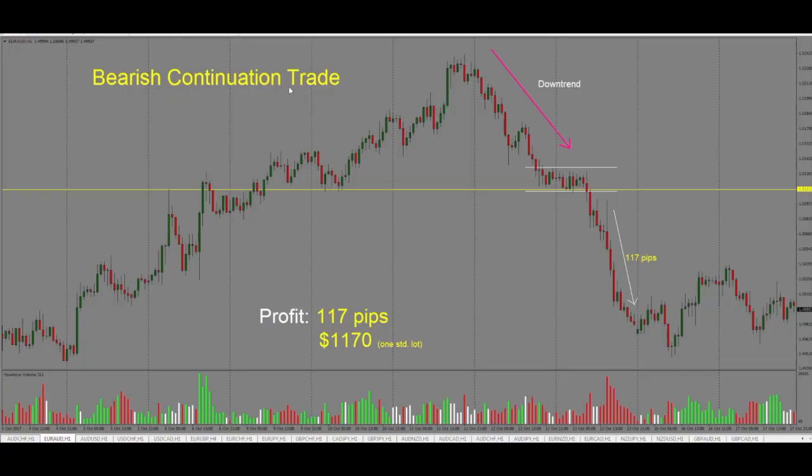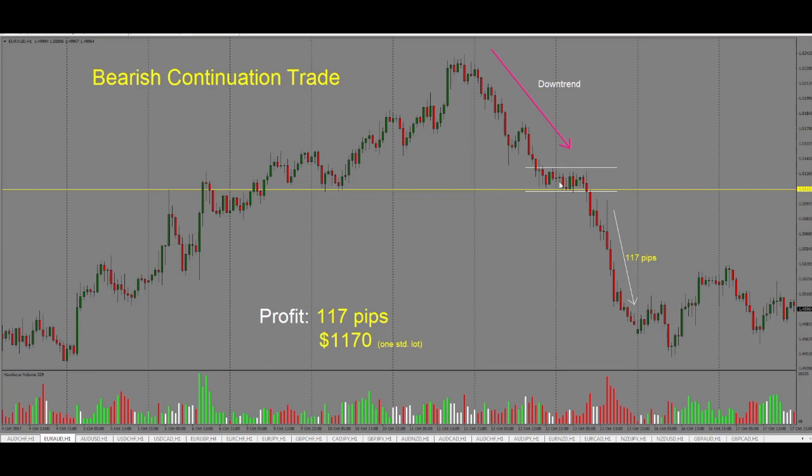Here we are looking at a bearish continuation trade. This is the Euro Aussie 1 hour chart. A bearish continuation trade is when price has been moving down. So there's a downtrend in place and we are looking to enter into a continuation trade, looking for price to continue in the direction of our previous trend. In this case, price has been moving down. It's in a downtrend. So we're looking for a continuation to the downside.